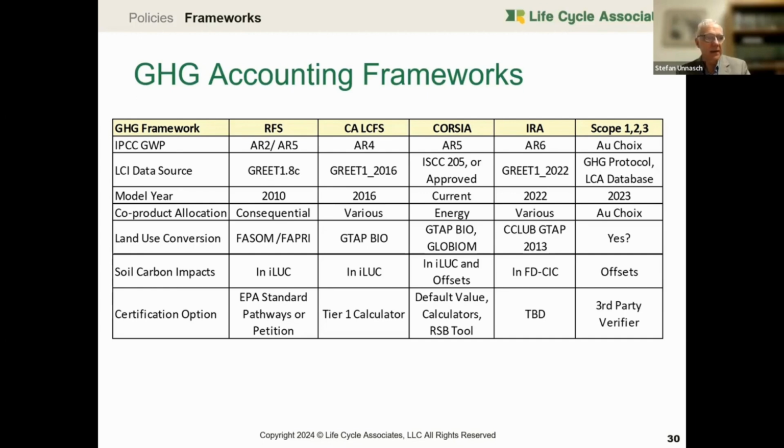If you have an alternate process, you have to petition the EPA. In California, you have a calculator which you use to calculate your greenhouse gas emissions. In CORSIA, you have some custom calculators with some guidance documents, and with the Inflation Reduction Act, it's to be determined. And with Scope 1, 2, 3, it's a whole constellation of different reporting tools that companies typically use.